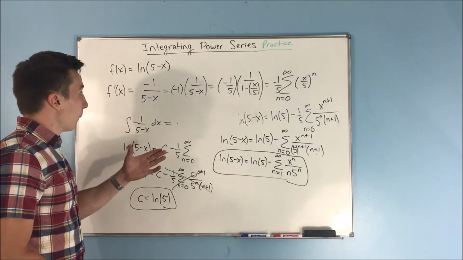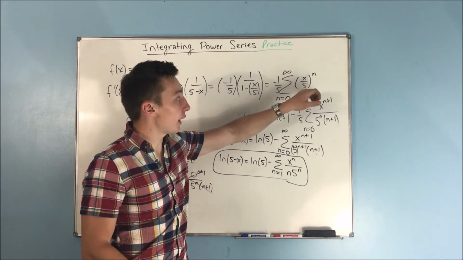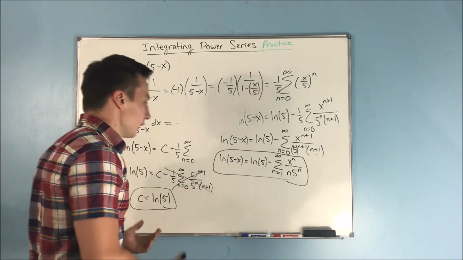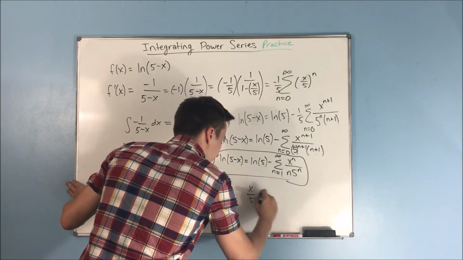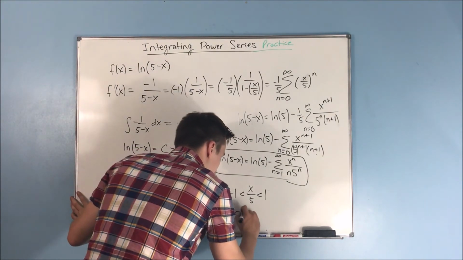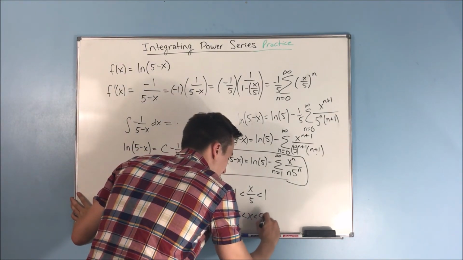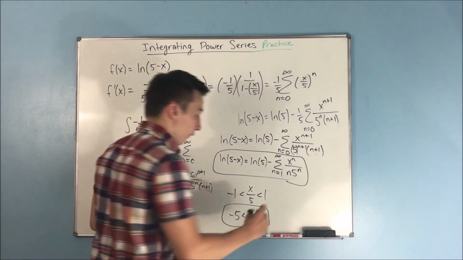Well, what do we have here? We had the sum from n equals 0 to infinity of x over 5 to the n, which means that we're going to have x over 5 is less than 1 and greater than negative 1. So you know that your interval is from negative 5 to 5, which means that your radius is 5.